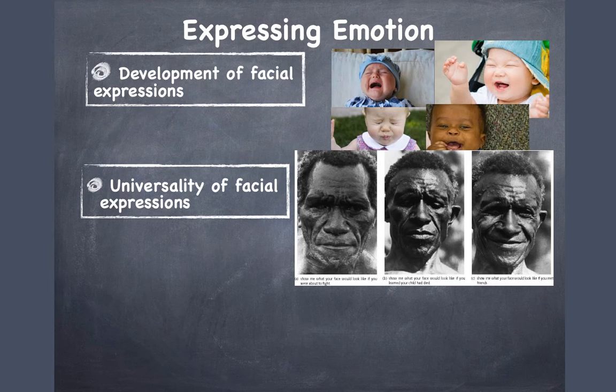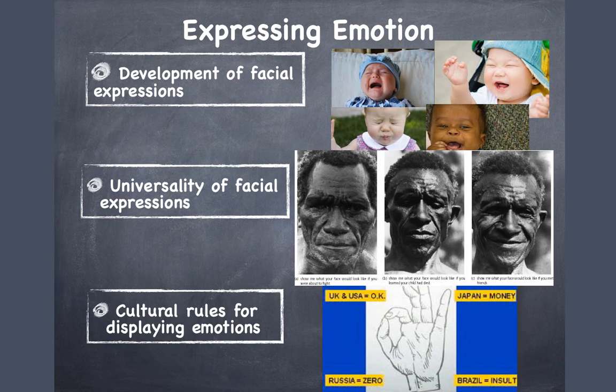And so you might recognize in these images some universality: if I was about to have a fight, my face might look something like the one on the left. If someone had told me that my child had died, my face might look like the gentleman's face in the middle. And then if I had met a friend that I hadn't seen for a while, my face would look similar to that as well.